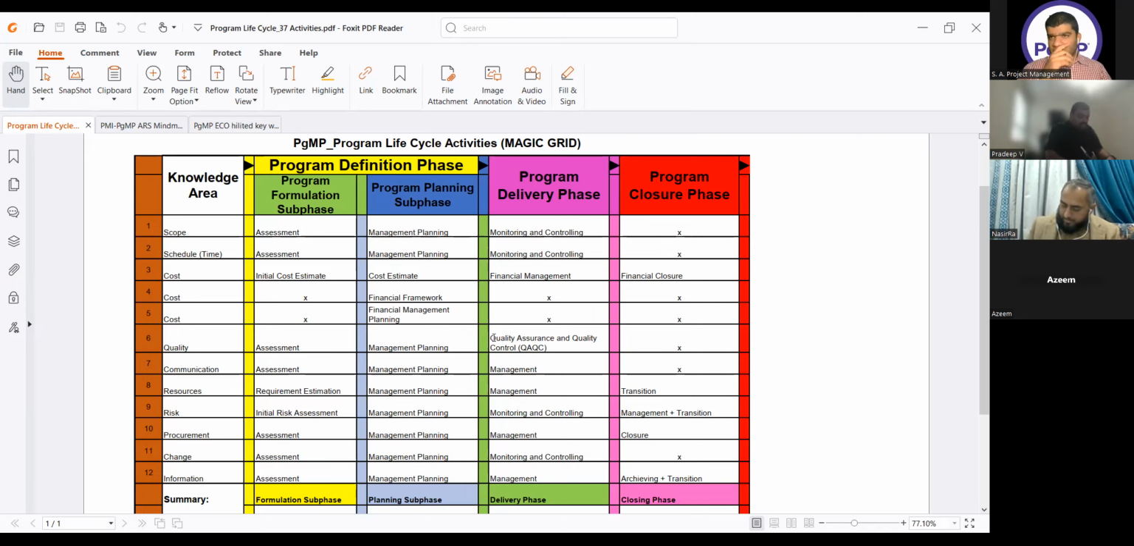Why am I making this table again? If you are able to grasp these 37 activities, be sure 50% of your exam will be understood and clear, because ECO itself says 44%, but actually all the life cycles are overlapping on these life cycle activities. This is a very important thing. That's why, although it is chapter number 7, in our program we make it in the first class, so the next steps are very easy to understand.